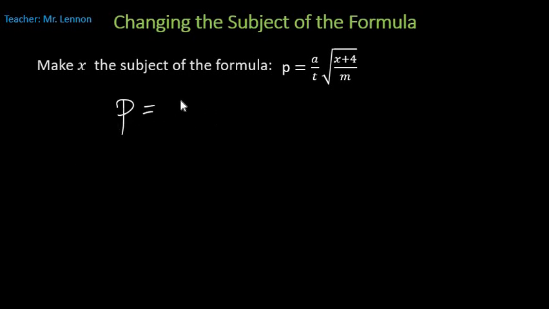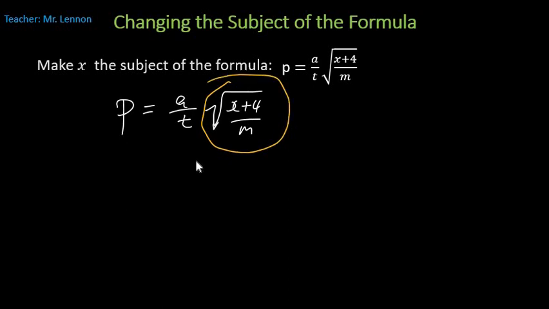Now we have the subject of the formula being p, and p is equal to a over t, as a fraction, multiplied by the square root of x plus 4 over m. So p is equal to a over t times the square root of x plus 4 over m. Now, what we want to remove first? The square root is only affecting x plus 4 over m. It's not affecting the a over t. So that allows us to remove the a over t first, since the a over t is actually multiplying the remaining symbols that we have here.